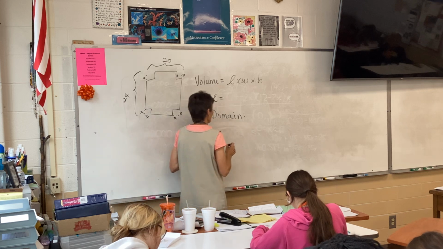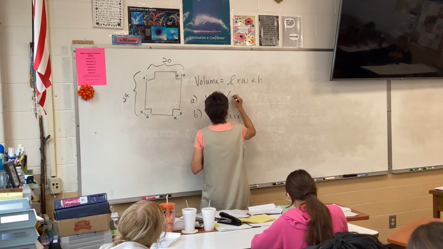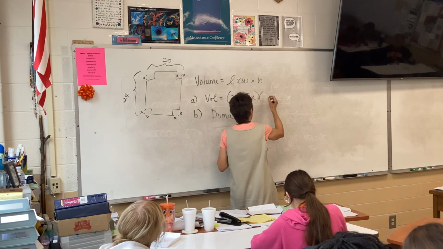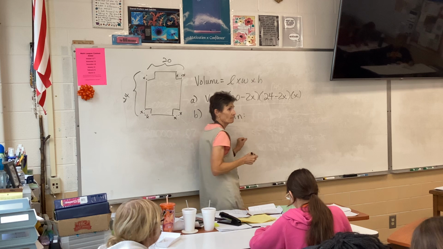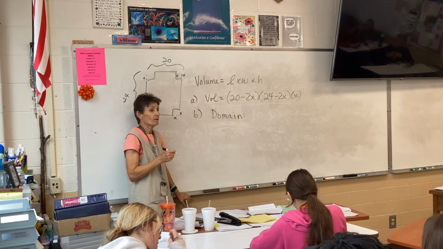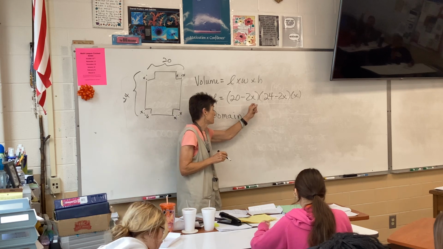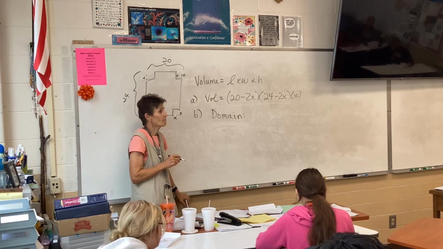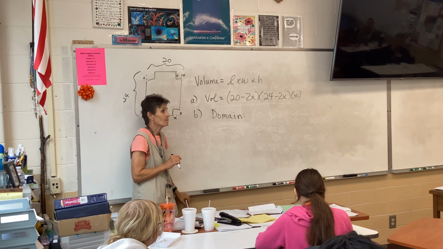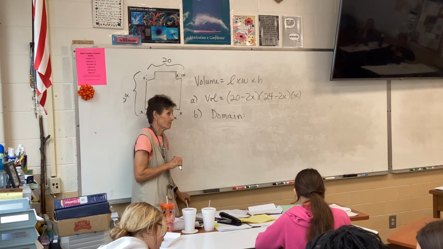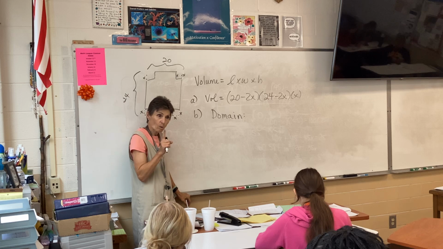So what will my volume equation look like? 20 minus 2x times 24 minus 2x times x. It doesn't matter what order you put them in. Now, it does have to be 20 minus 2x. It can't be 2x minus 20. But these two can be in either order. Remember how you're building the box? We're taking the x's off, right? All right, that's our equation.